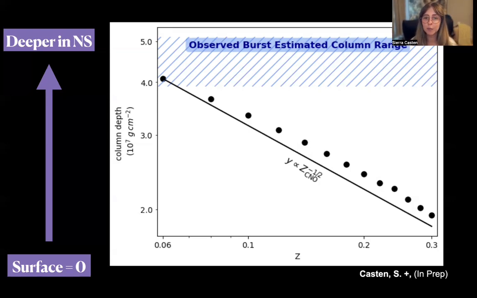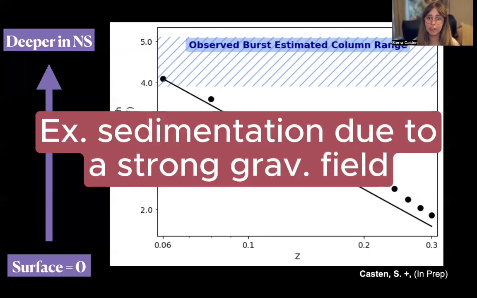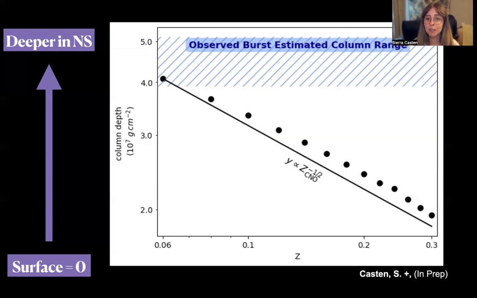There's some other thing that we need to explore that's causing this increase in metallicity. One other idea we have for the future is to look at diffusion, which would cause the heavier ions to sink relative to the lighter ones, which would then also enhance the CNO at the base of the layer.